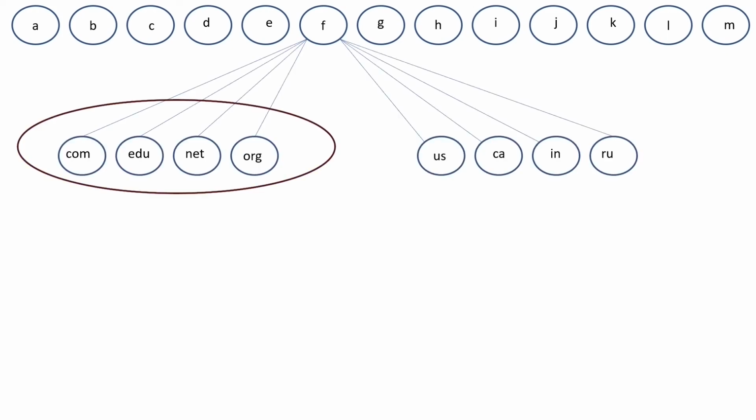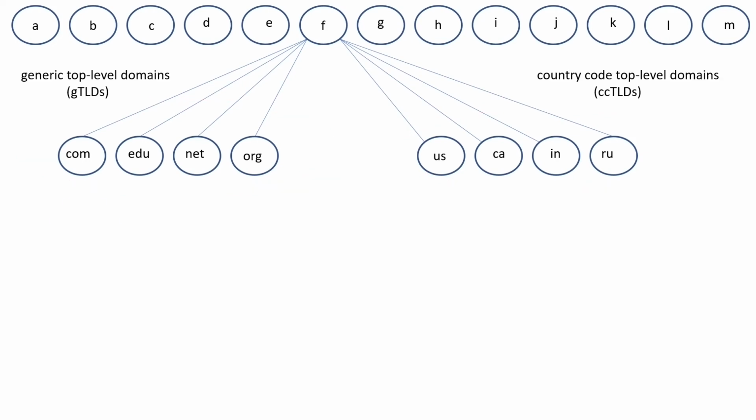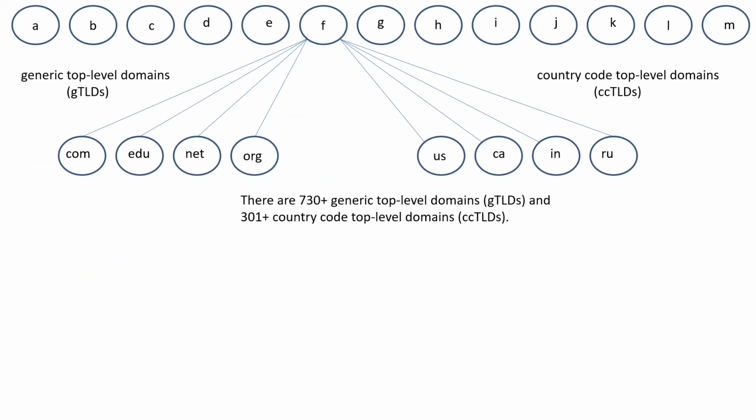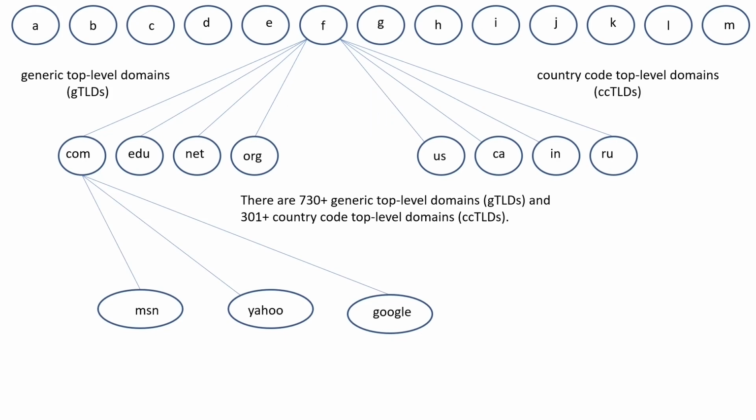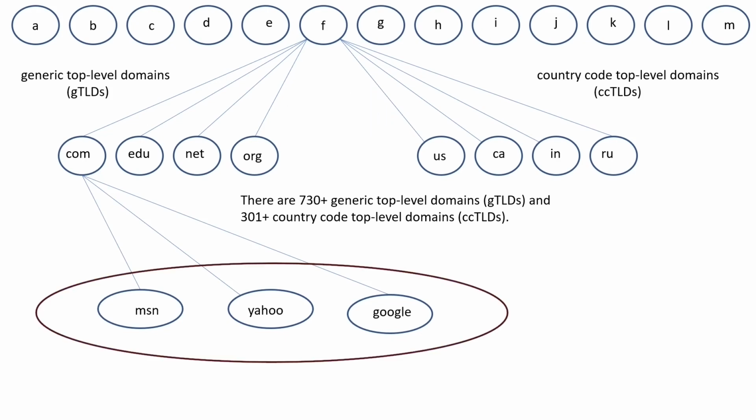You can classify top-level domains into two types, generic and country-specific. The COM, edu, net, org, and mil are examples of generic top-level domains. The US, CA, IN, and RU are examples of country-specific top-level domains. Just like root name servers, top-level domain name servers do not resolve queries. They provide referrals to second-level domains.